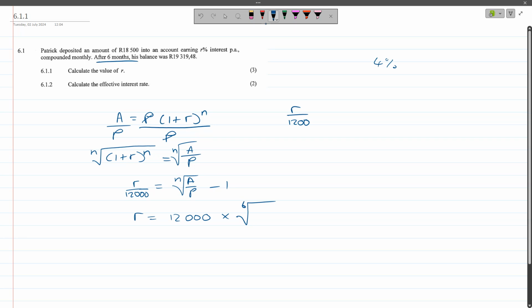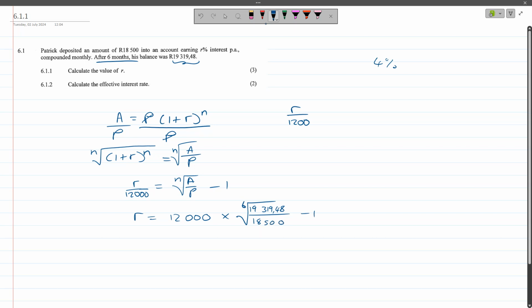After 6 months, its balance went up to 19,000. Therefore, our value that we're going to put in here for A will be the final value, which is 19,319.48, all over 18,500, minus 1.